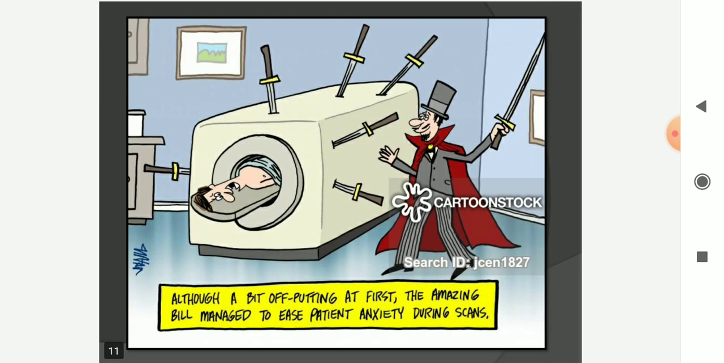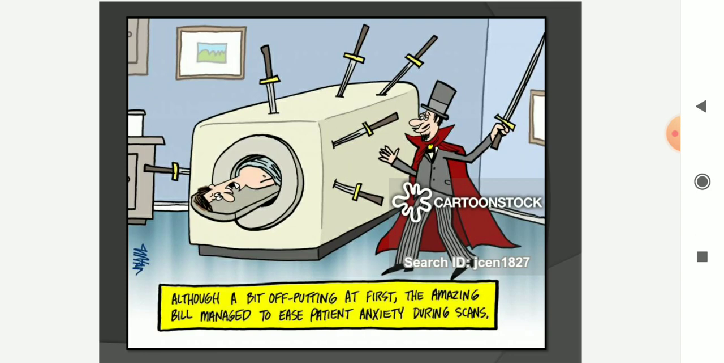Here is another point: most patients feel anxiety and have claustrophobia of that apparatus. So it is very important to make the patient calm and relaxed by counseling or by giving medication. So it is very necessary.